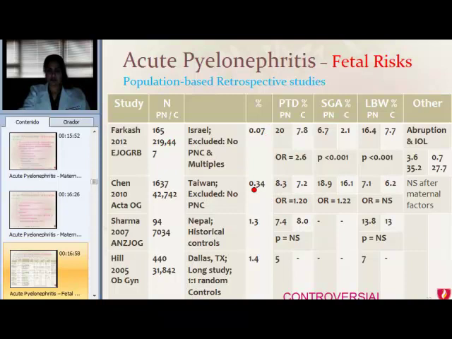The field of risks associated with acute pyelonephritis is very controversial. Two recent studies, one from Israel and one from Taiwan, have shown a much lower risk of pyelonephritis compared to older studies. And the probable reason for that is that these newer studies did not include any patients who had no prenatal care. So they excluded these patients with no prenatal care, which have a higher risk of pyelonephritis as they're not being screened for the asymptomatic bacteriuria.